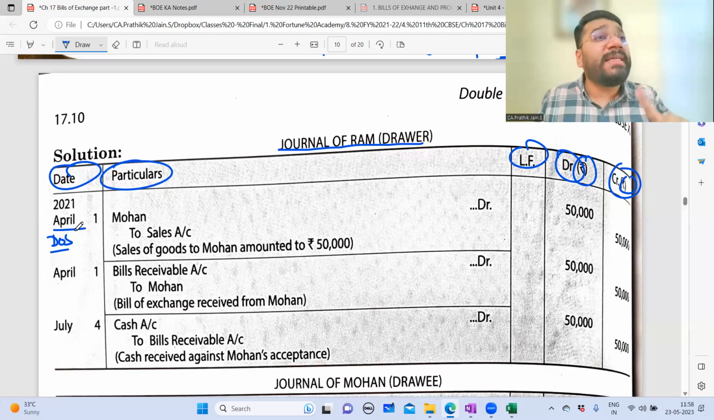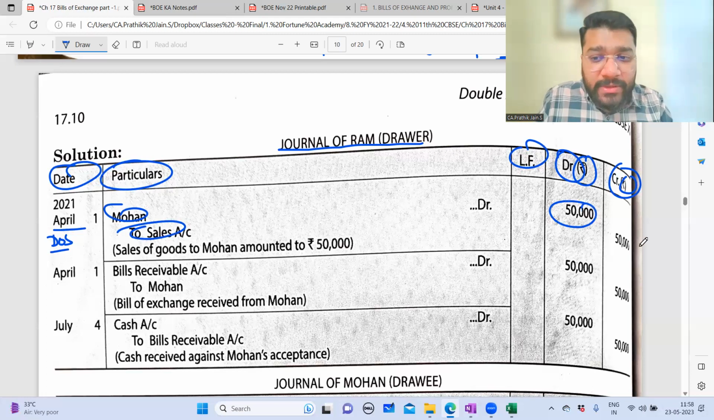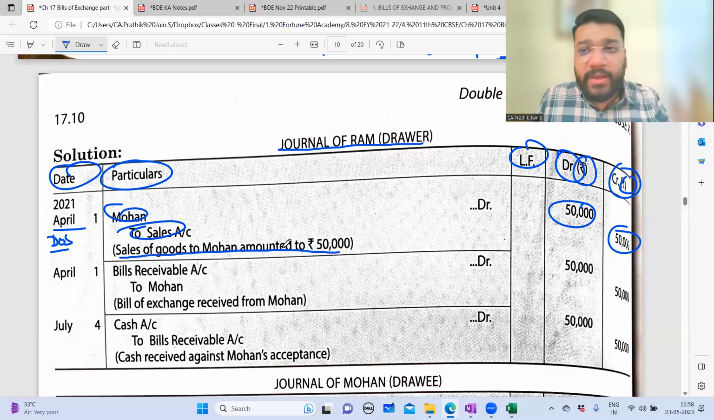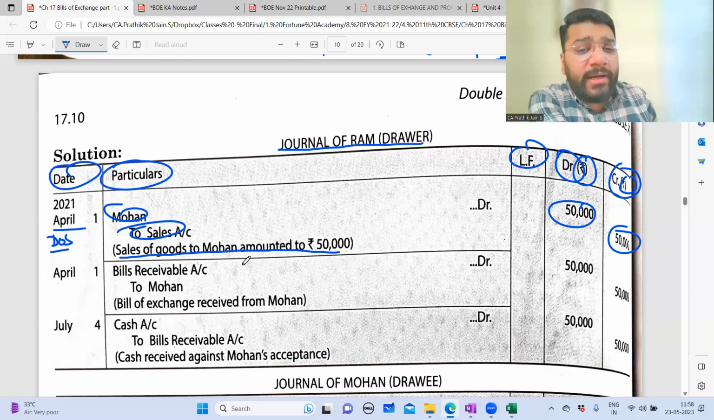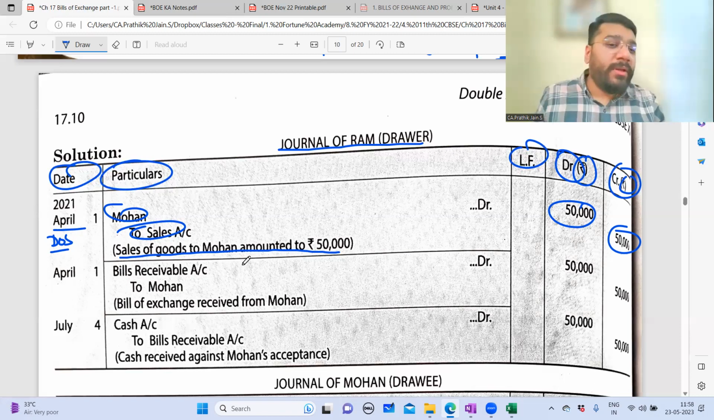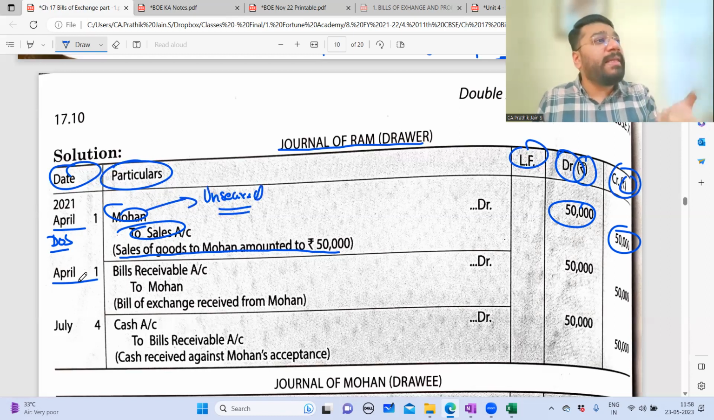So here it is a credit sale. So debtor to sale. Who is debtor here? Mohan. So Mohan account debit to sale 50,000, being goods sold to Mohan on credit for 50,000 rupees. This is the narration. Now Mohan account here, guys, is secured or unsecured? It is unsecured. Now, guys, on the very same day, you have got the bill signed by the debtor and it has come back to you.